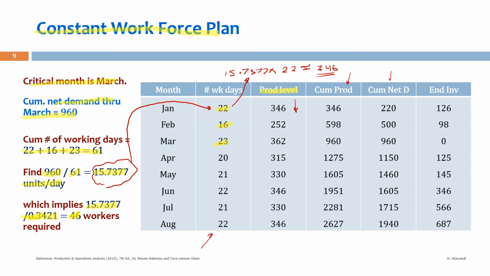So we do have the cumulative net demand, which is our requirement, and here we can easily calculate the end inventory by subtracting the cumulative net demand from the cumulative production. Okay, and as you see here, this will be our end inventory over the eighth month.